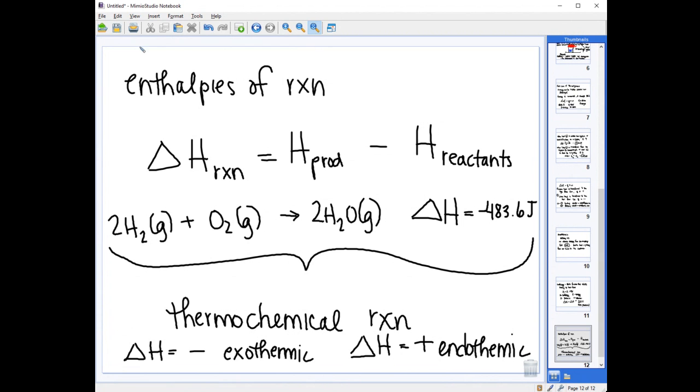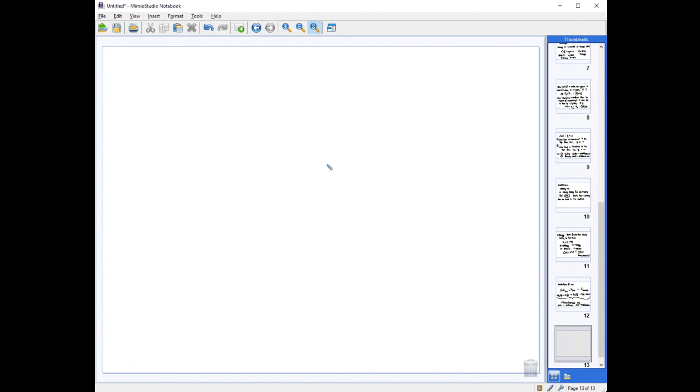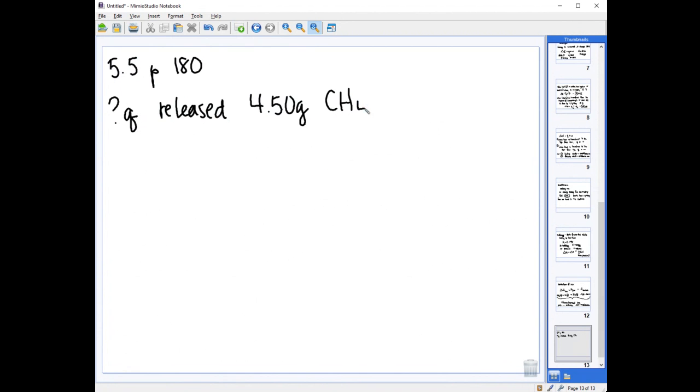So let's look at 5.5 on page 180. Okay, so they want to know how much heat is released. So we're looking at how much Q is released if we burn 4.50 grams of methane gas in a constant pressure system. Okay, remember that our enthalpy formula depended on constant pressure. So we want to know how much heat is released when we burn 4.50 grams of CH4.